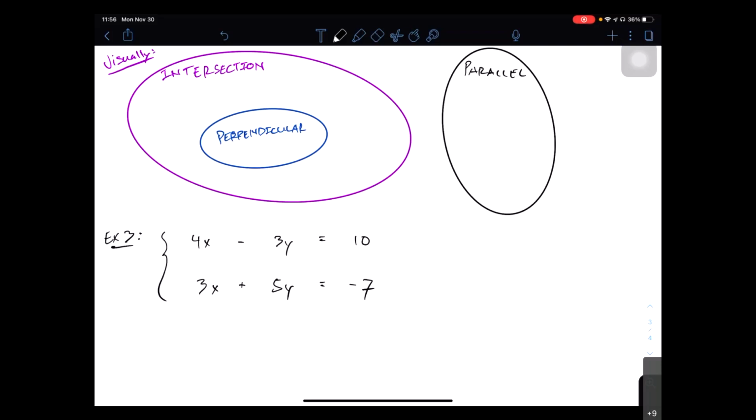Anyone have a preference for which variable they want to see, or a particular variable they would like to see? Can we do the y? Yeah, we can do the y.